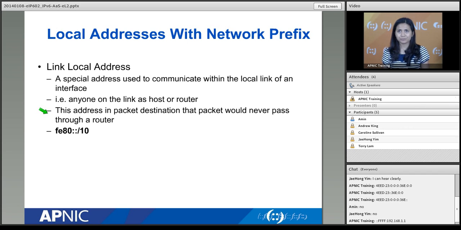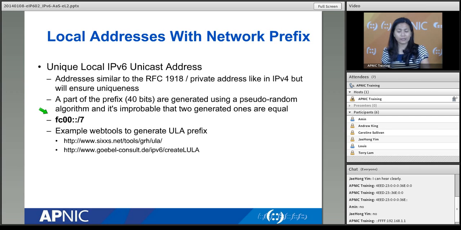All right. The next one is the unique local IPv6 unicast address. Simply, you can just call it ULA, for unique local address. You already know that it's IPv6, and you already know that it's a unicast address, so you can just remove that part. Now, what is a ULA? ULA is something that's similar to your RFC 1918. RFC 1918 defines all the private addresses.